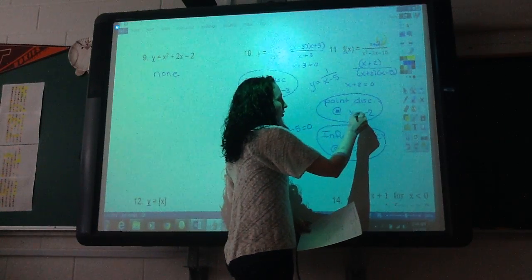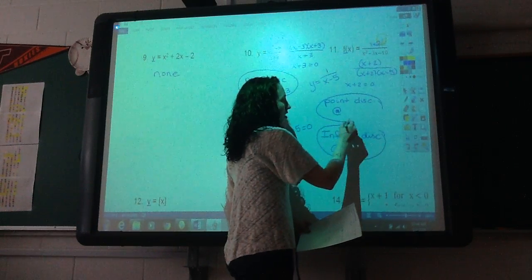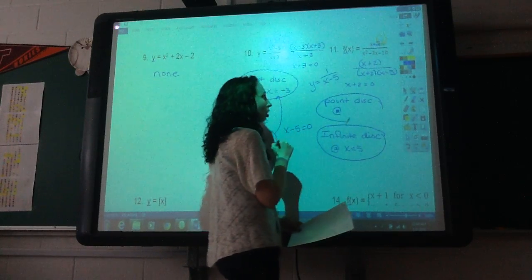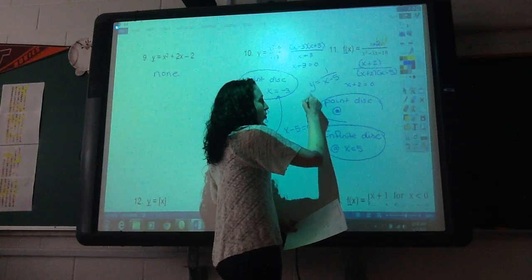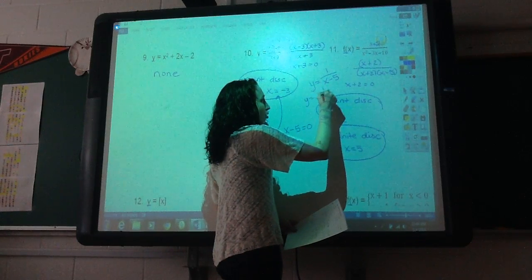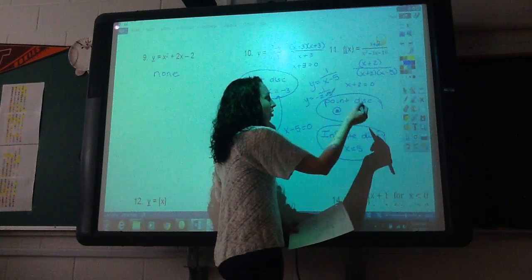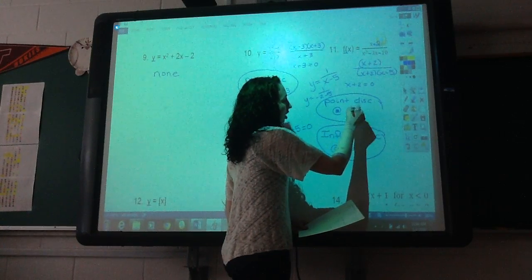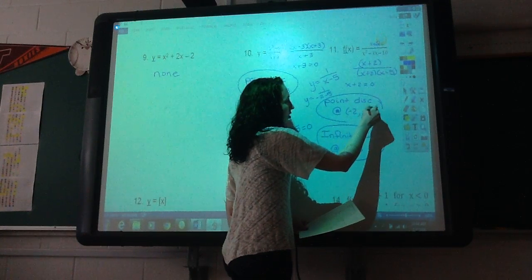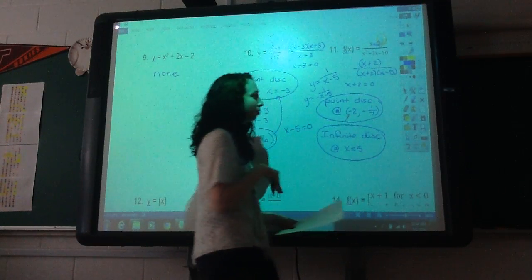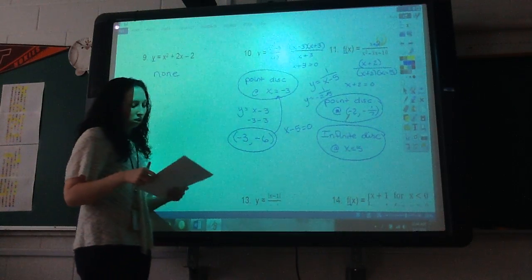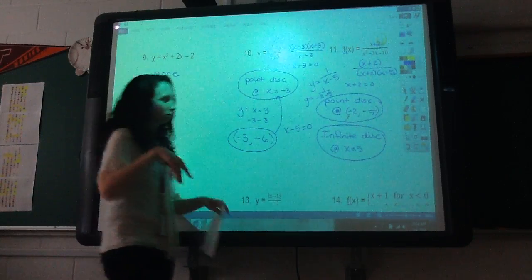So not only is it going to be x equals negative 2, but I'm going to plug negative 2 back into that. And I'm going to get y equals 1 over negative 2 minus 5, which is negative 7. So that's the point negative 2, negative 1 over 7. All right, 3 more.